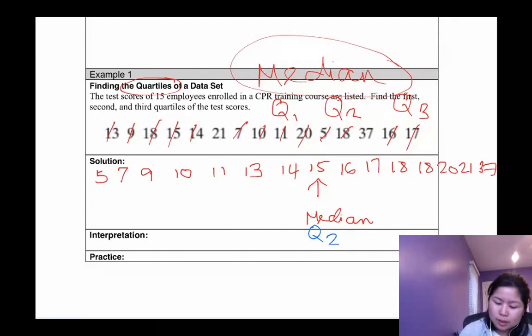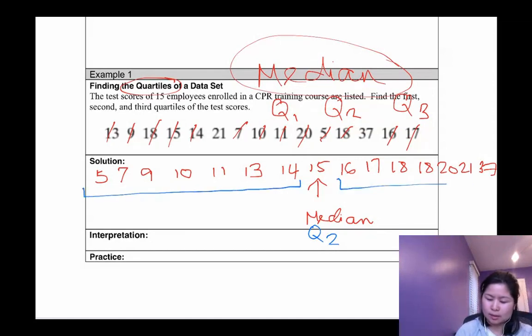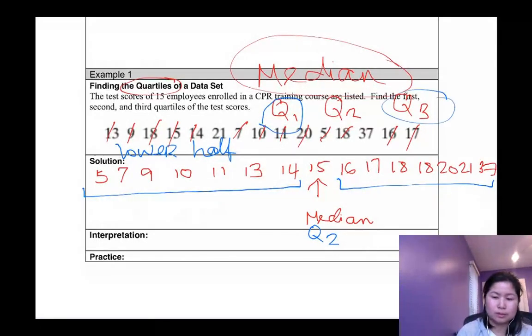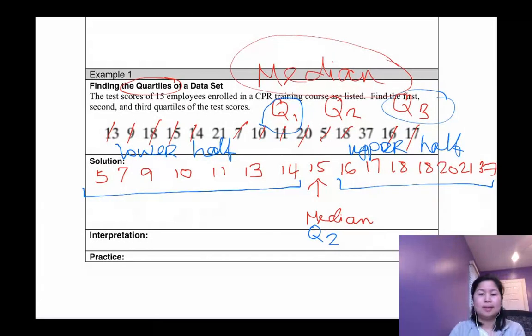Then what we're going to do is split it into 2 sides, the lower half and the upper half. So I would call this the lower half, and this I call the upper half. We're going to figure out what Q1 and Q3 are, and I'm going to ask you to practice in a minute. Q1 is the median of the lower half, and Q3 is the median of the upper half. Basically, we try to find the median of the whole data set, the median of the lower half, and the median of the upper half. That's what we're trying to do.